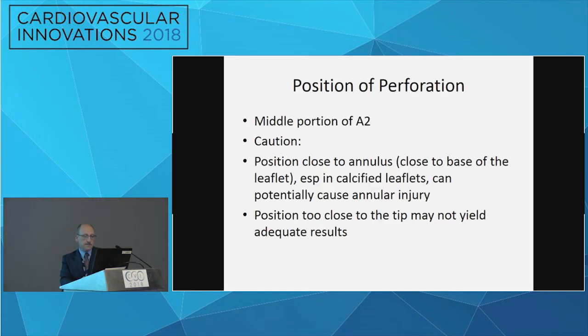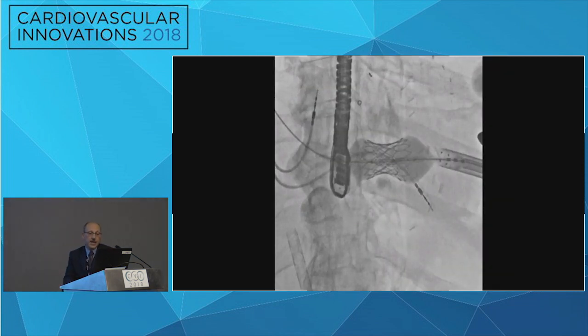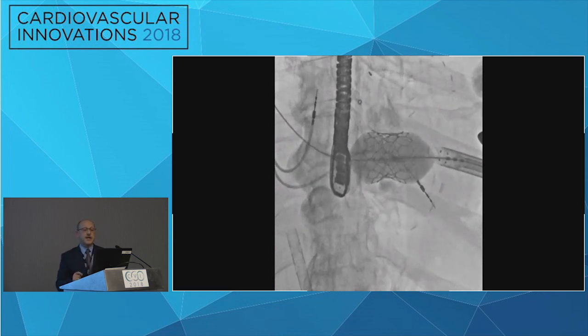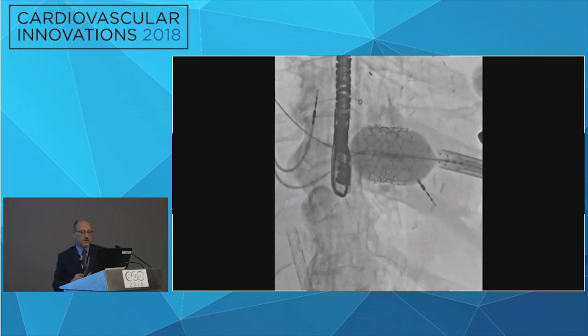anterior mitral leaflet. The position of the perforation is very important. If you position it too basal, close to the annulus, especially in calcified leaflets, the inflation of the balloon may actually injure the annulus. And this can potentially lead to very serious complications. If you position it too close to the tip of the leaflet, you may not get the desired result with actually minimizing LVOT obstruction.